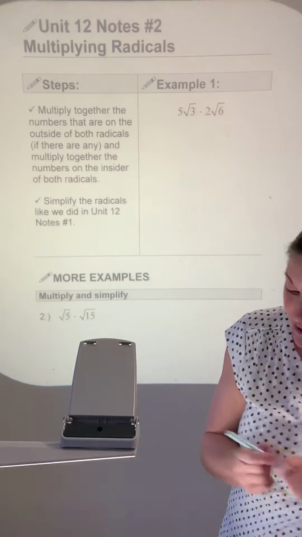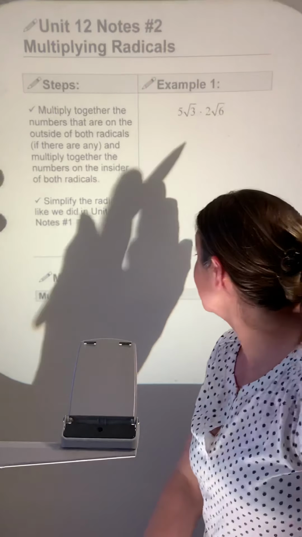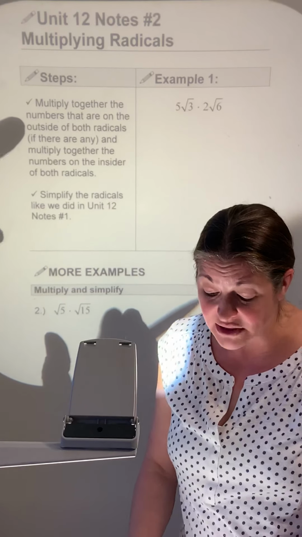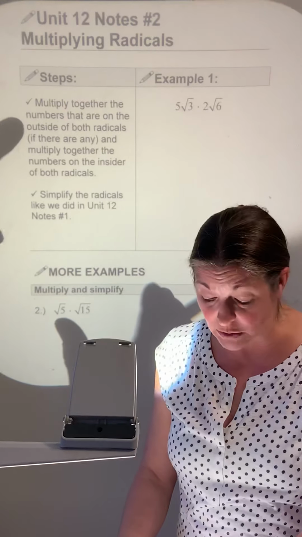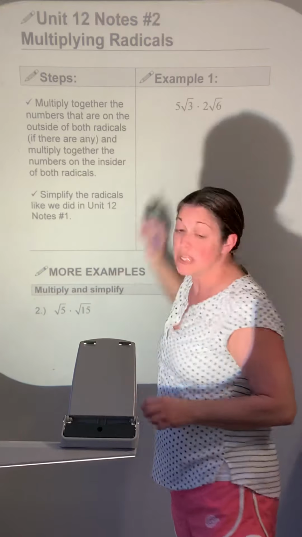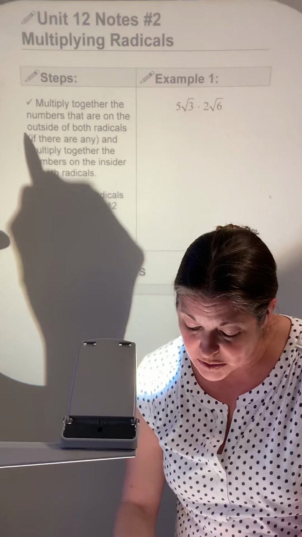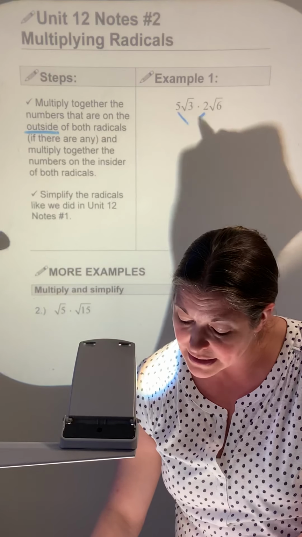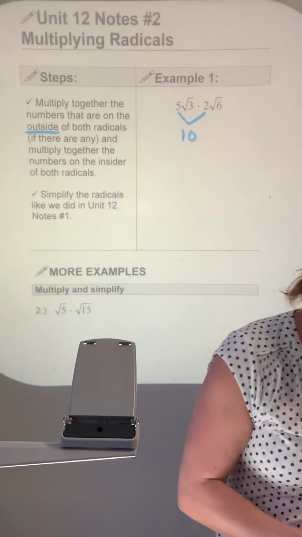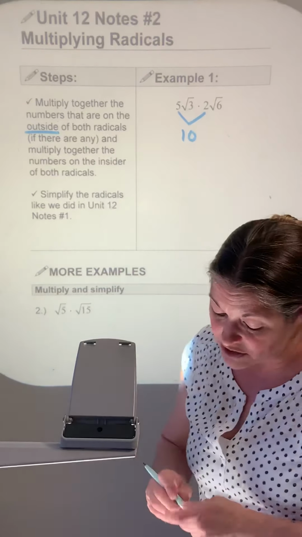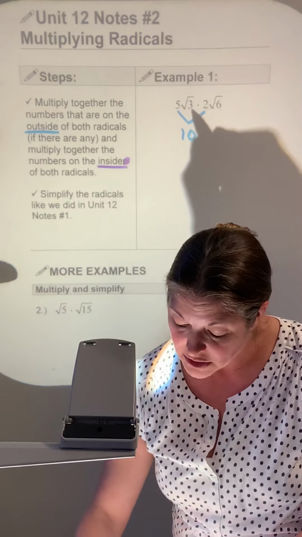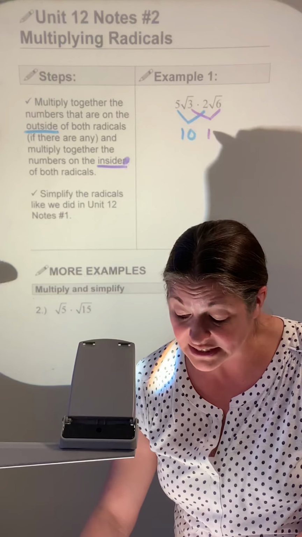So here on the side, we've got the steps and our first example. The first thing we want to do is multiply together the numbers that are on the outside of both radicals, if there are any. Sometimes there won't be, but for this first one, I did include them. Multiplying the numbers from the outside gives me a 10. Then we also multiply together the numbers on the inside. So 3 times 6 gives us 18.